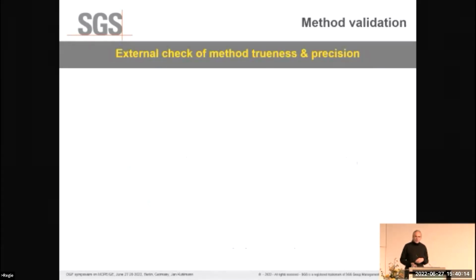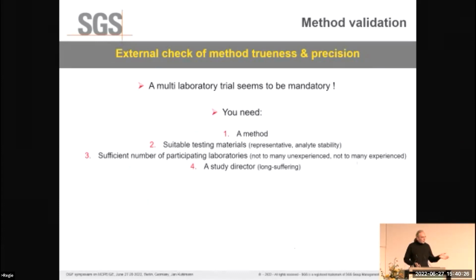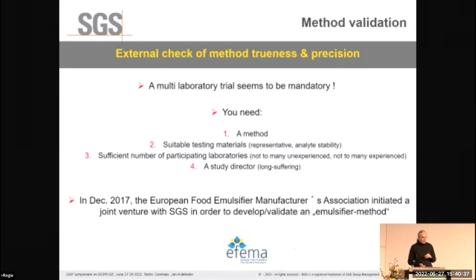Of course, this was an in-house approach, and we need to check this by a kind of method validation. And therefore, you need an MLT, a multi-laboratory trial. You need a method, which was available, but you need also suitable testing materials. You need a sufficient number of participating labs. You need a study director. He has to be very, very long-suffering. And in this regard, it was a lucky coincidence that FEMA contacted us to have a joint venture in order to develop or validate a so-called emulsifier method.